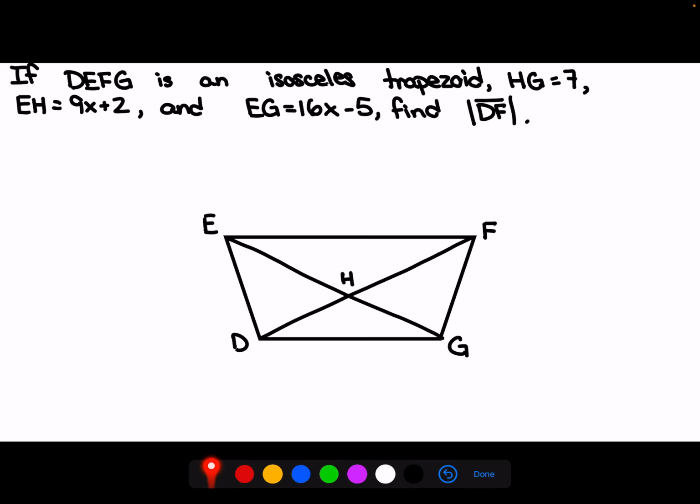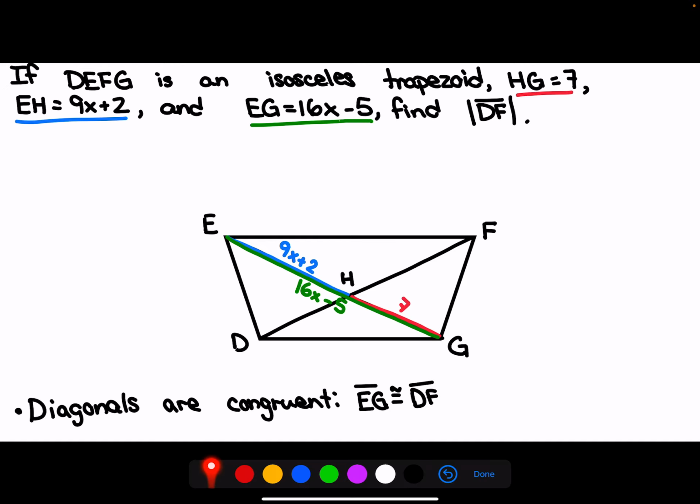All right, next up. If DEFG is an isosceles trapezoid, HG is equal to 7, EH is equal to 9x plus 2, and EG is equal to 16x minus 5, find DF. So, in an isosceles trapezoid, it has a very unique property that the diagonals are congruent. It's the same property that we have within rectangles. And because of this, we know that EG and DF are the same. So if I can solve EG, then I have DF.